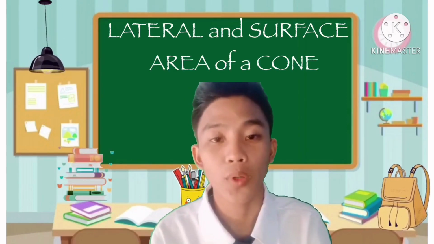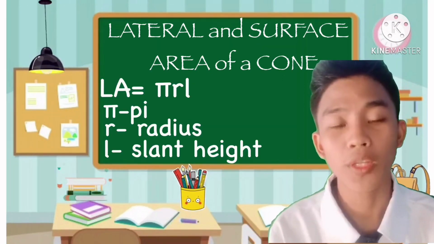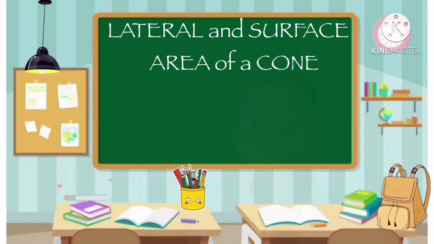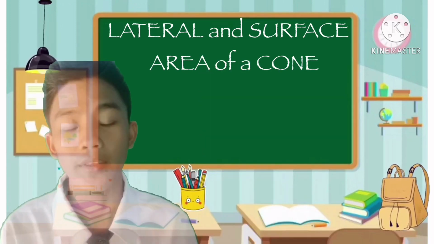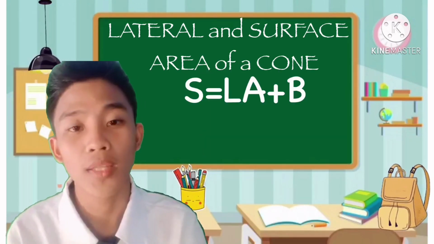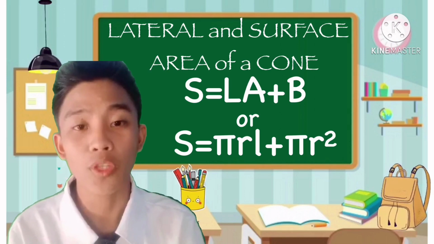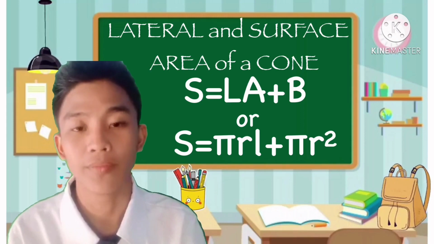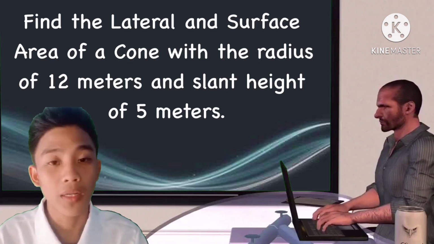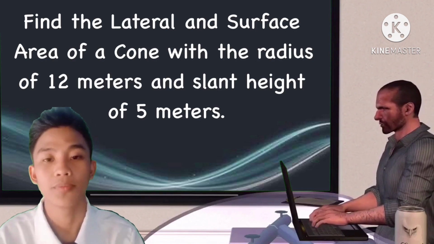In solving the area of a cone, we can make use of the formulas: lateral area is equal to pi multiplied by the radius and slant height. Slant height is the distance from vertex to the edge of the cone. And surface area is equal to lateral area plus base, or surface area equals pi multiplied by the radius and slant height plus pi multiplied by the radius squared. Now, let us apply the formulas in the problem. Find the lateral and surface area of a cone with a radius of 12 meters and a slant height of 5 meters.